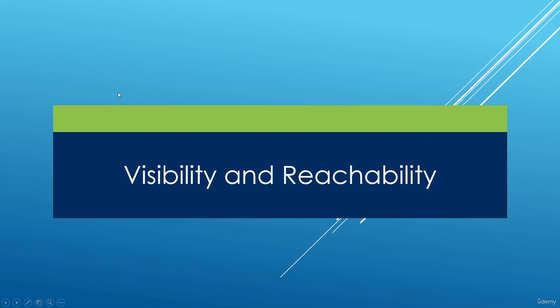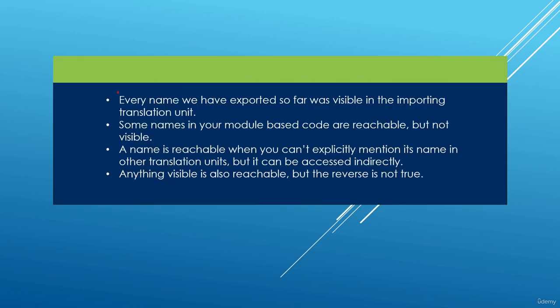In this video, we are going to explore the concept of visibility and reachability. Let's look at a few facts that we already know. Every name we have exported so far through the export keyword or through an export block was visible in the importing translation unit. They were visible because we could instantiate their objects, we could access the names and really do things with them.